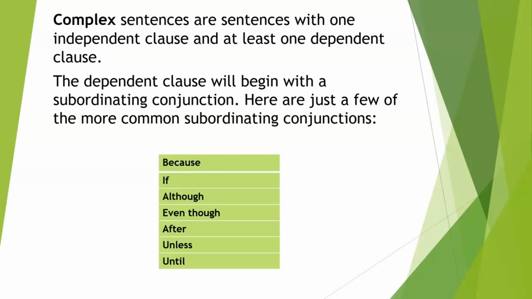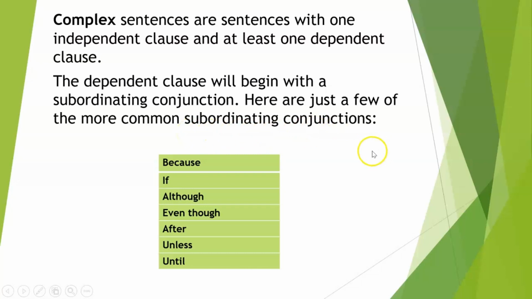Complex sentences are sentences with one independent clause and at least one dependent clause. The dependent clause will begin with a subordinate conjunction. Here are just a few of the more common subordinating conjunctions. So words such as because, if, although, even though, after, unless, and until. These words are what we call subordinating conjunctions.